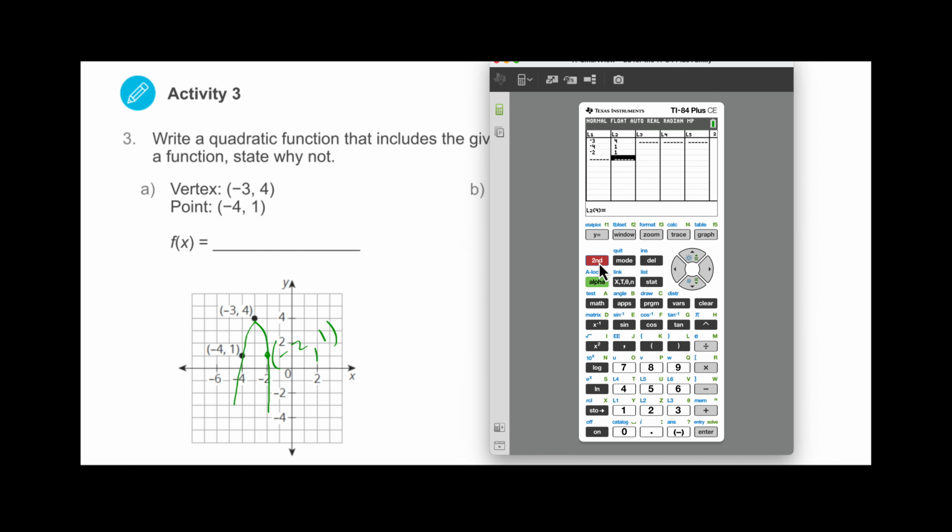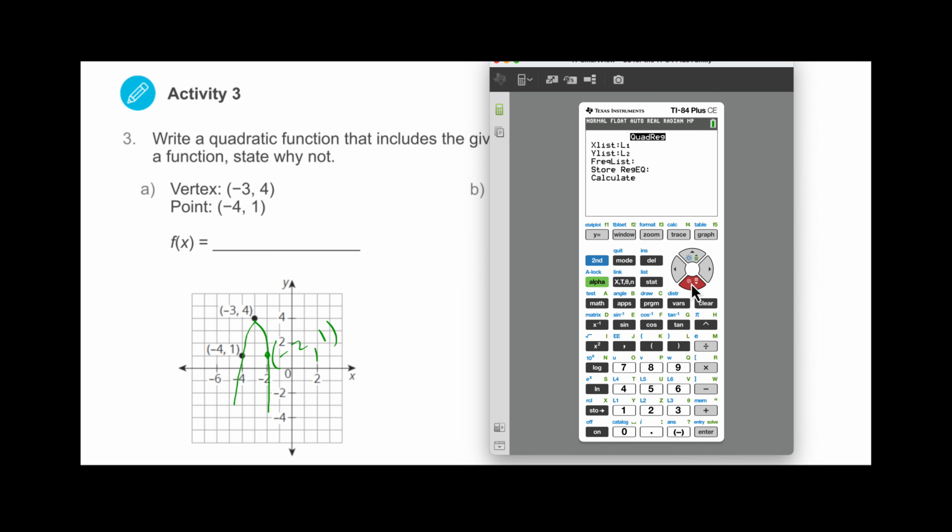I'm going to quit, and I'm at the home screen. Now pay attention here. Ready? We hit the stat button. Then we go to the right because we're going to calculate within our stats. We go down to choice 5, which is quadratic regression. What a regression does is it creates the equation from points that you give it. So we have L1 and L2. We're going to leave frequency list blank for right now.